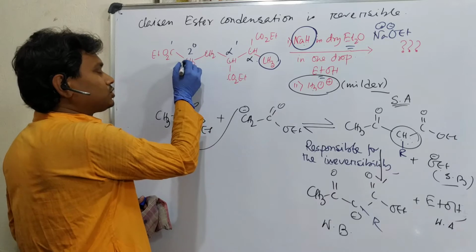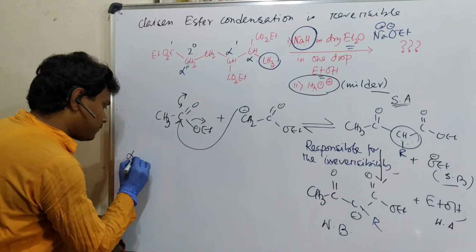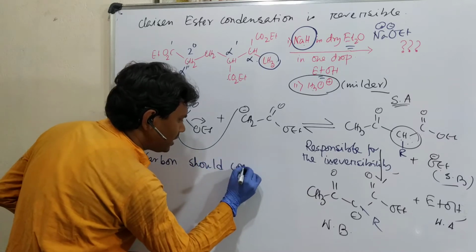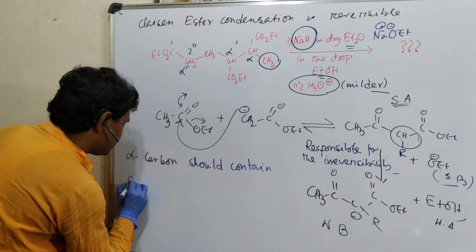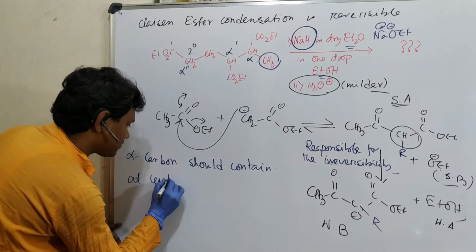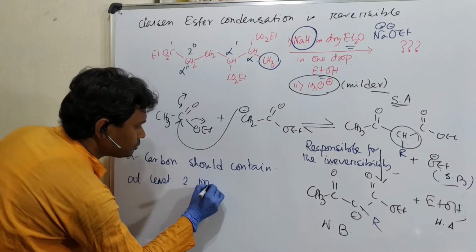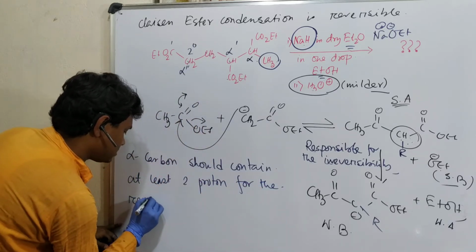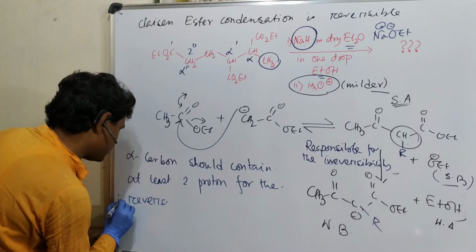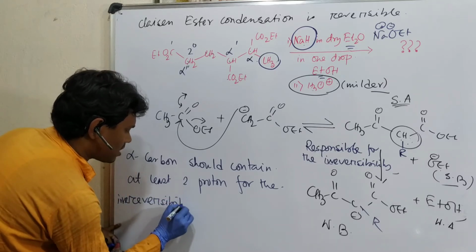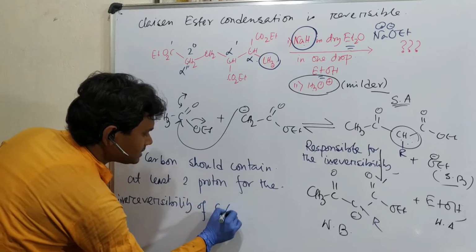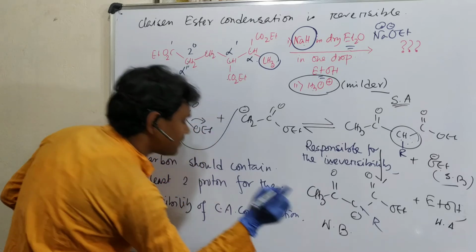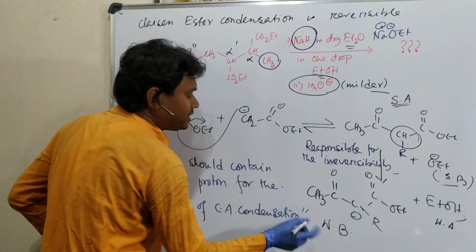So this carbon, the alpha carbon, keep it in mind, the alpha carbon should contain at least 2 protons for the irreversibility of Claisen ester condensation. Okay, this is a very important statement. Please keep this statement in your mind.